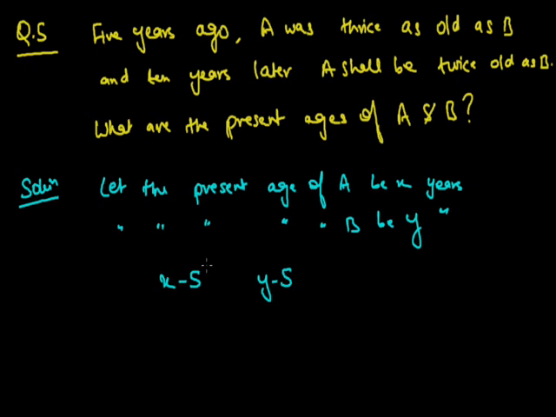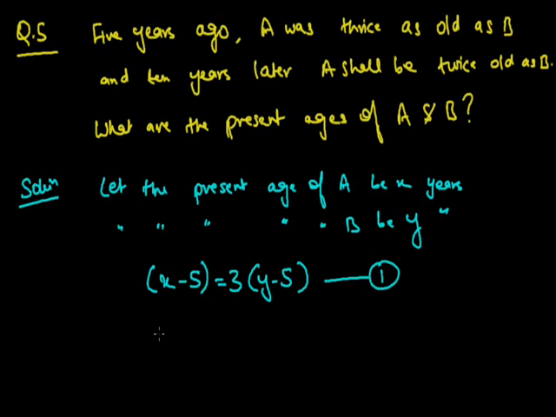And 5 years ago A was 3 times as old as B. It means the age of A 5 years ago was x minus 5 and the age of B 5 years ago was y minus 5, and this age of A is 3 times the age of B. So if we multiply 3 into the age of B, we'll get the age of A, because A was 3 times as old as B. So accordingly this will become our first equation.